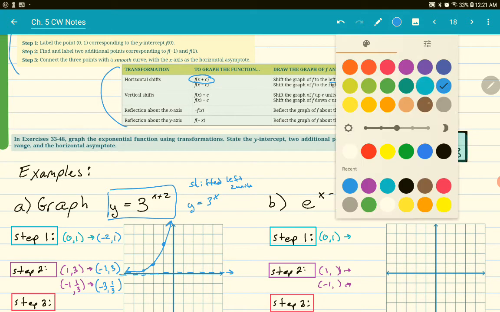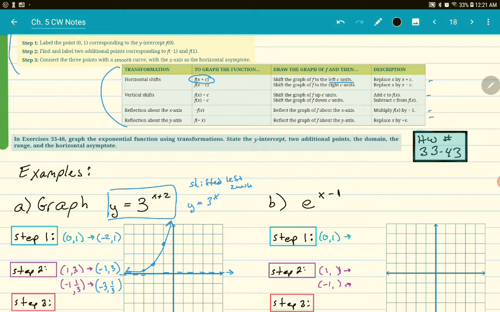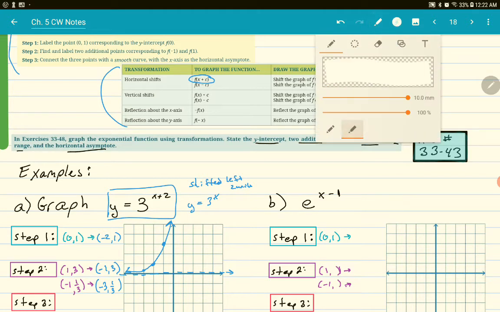And you may notice that the parent function was something like this, which we just shifted left 2 units. Okay, so I'm actually going to erase that black, the parent function, because I don't want that on my graph. I just want that final graph of that blue graph that's already been shifted. And then I was asked in the directions to state the y-intercept, the additional points, the domain, the range, the horizontal asymptotes. We already did a little bit of that.